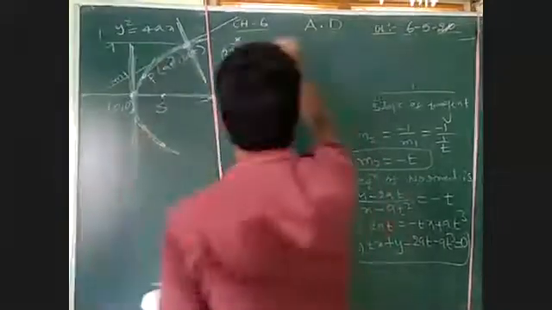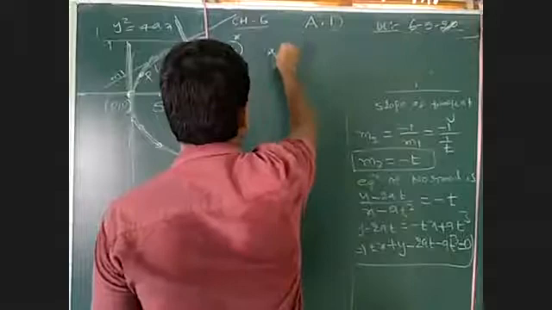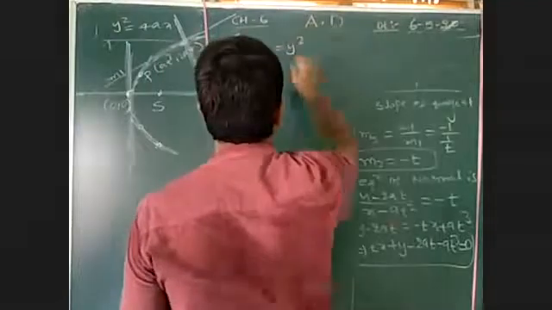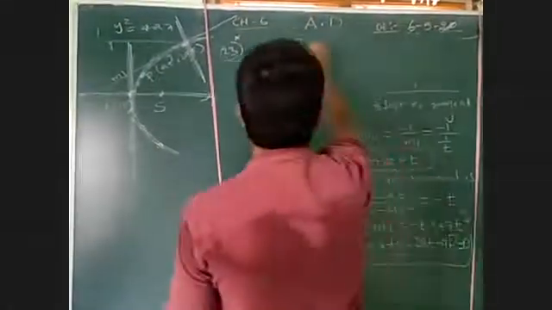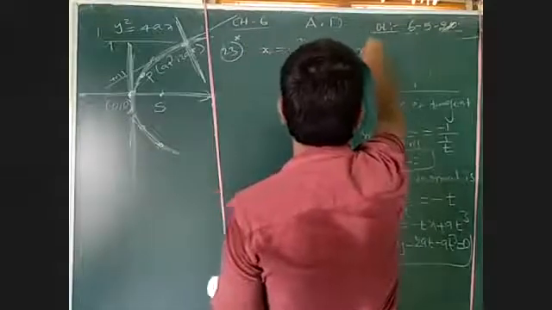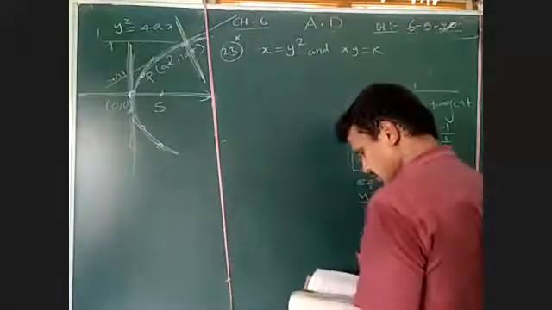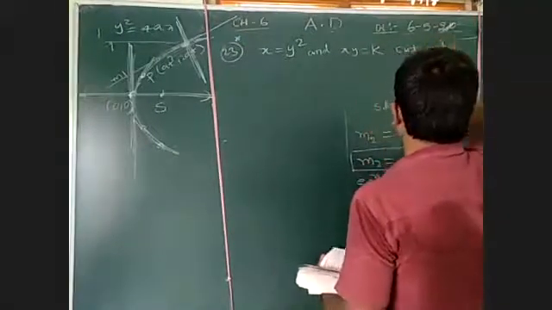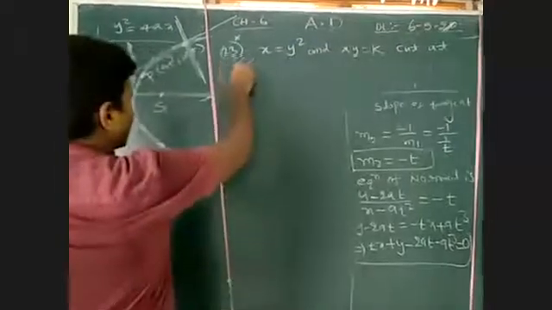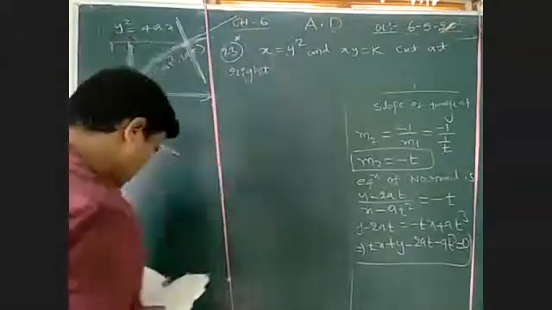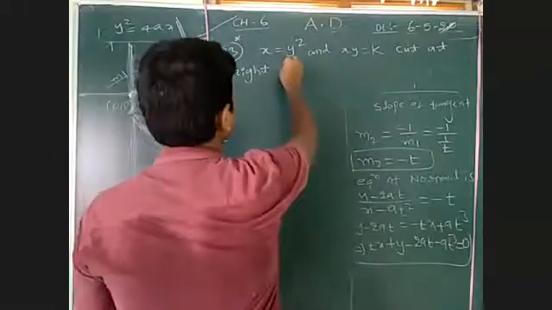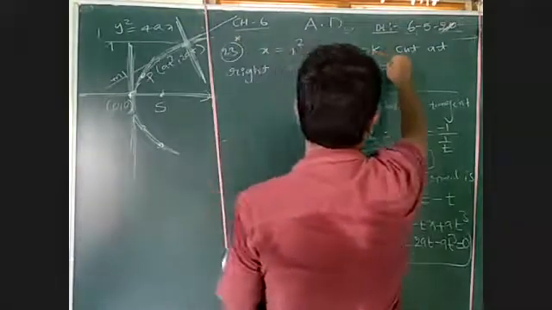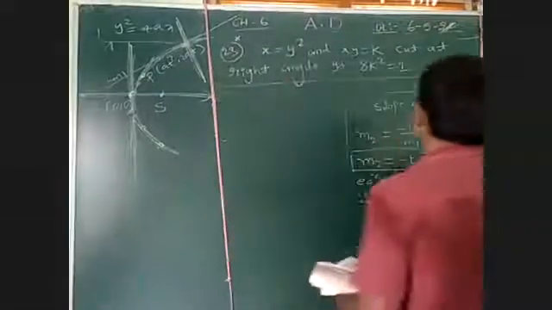Prove that the curves x is equal to y square and xy is equal to k cut at right angle if 8k square is equal to 1.